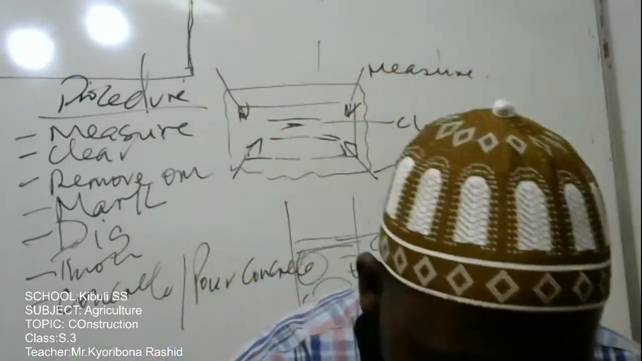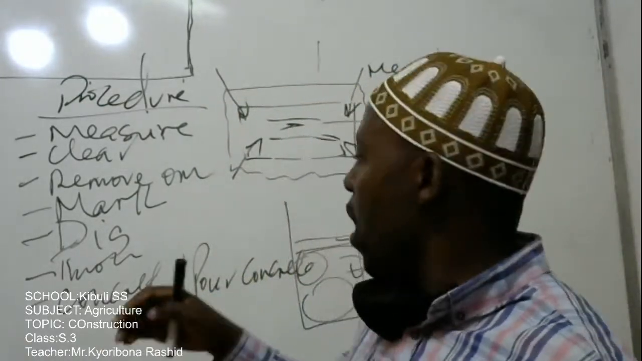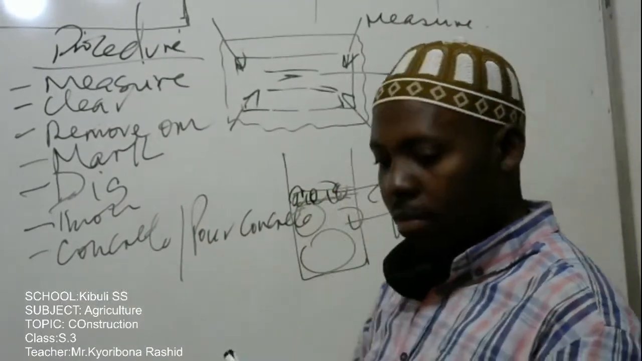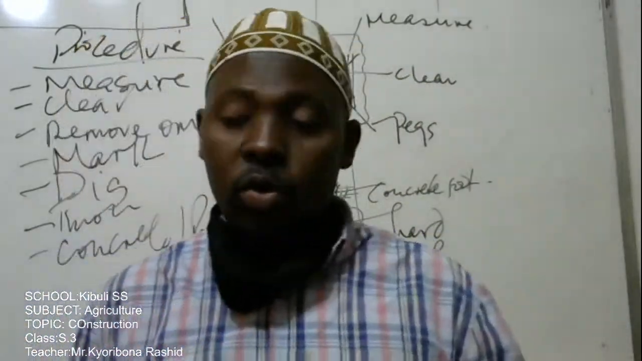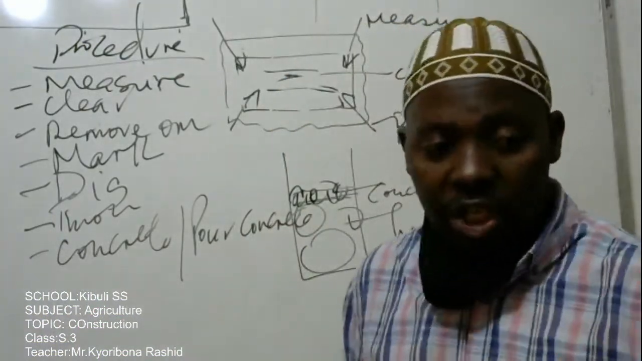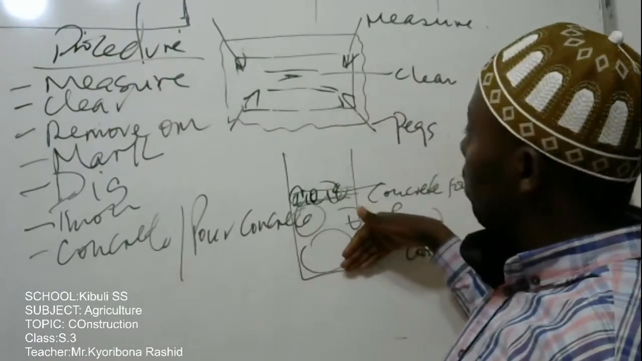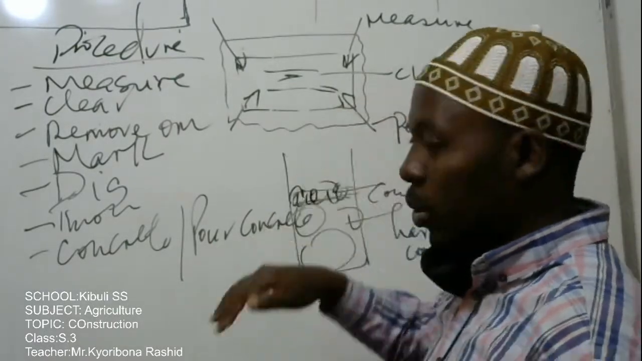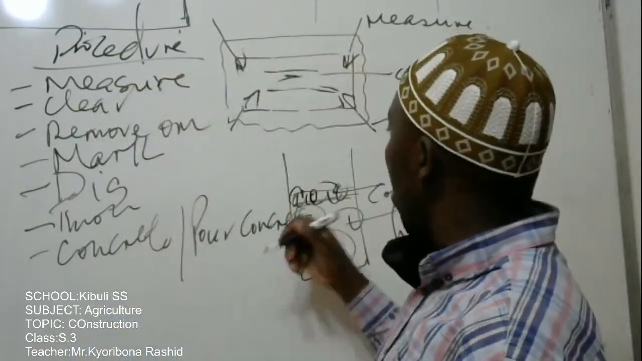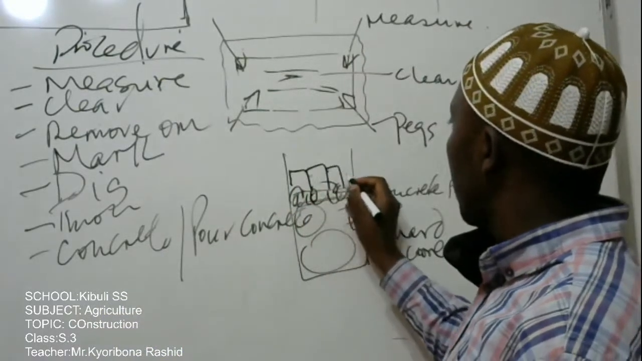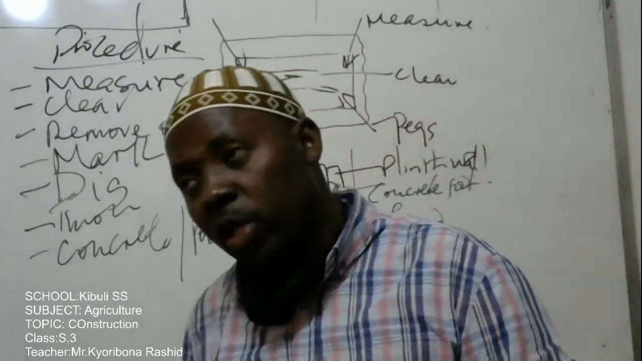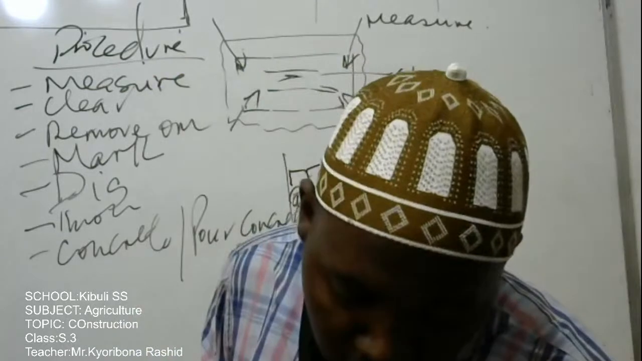Okay, and then from there you gently ram this concrete. Use a rammer, like I told you when we were dealing with fence construction. After pouring concrete, you have rammed it so that it is at the same level. Then you construct the wall. Remember the plinth wall is the same as the foundation wall.